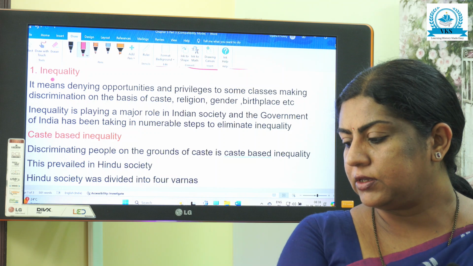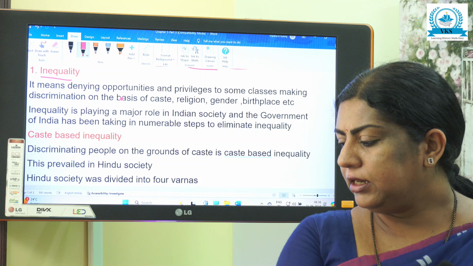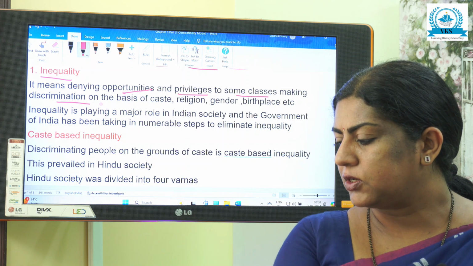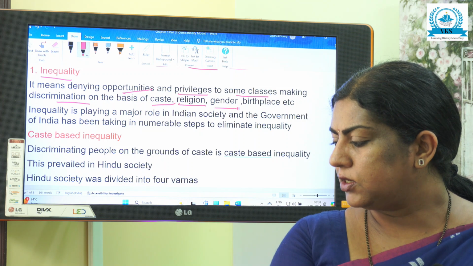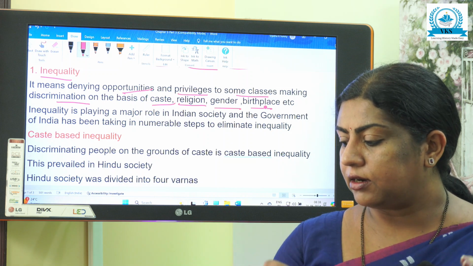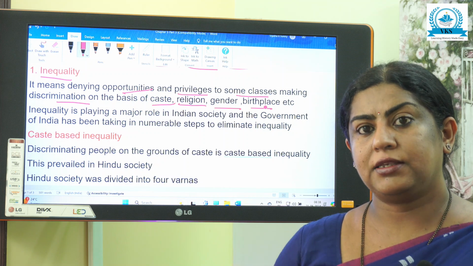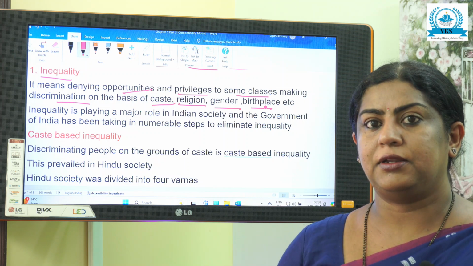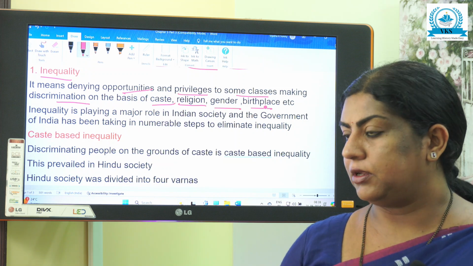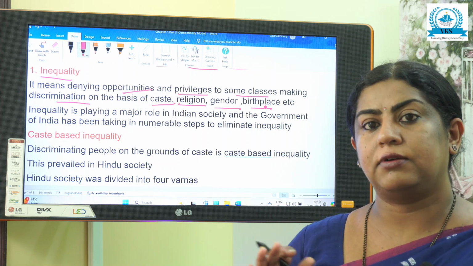The first challenge is inequality. What is the meaning of inequality? It means denying opportunities and privileges to some classes, making discrimination on the basis of caste, religion, gender, birthplace, etc. So some classes are not given opportunities and privileges on the basis of discriminations like class, caste, religion, and birthplace. Based on this, some groups are not given privileges.